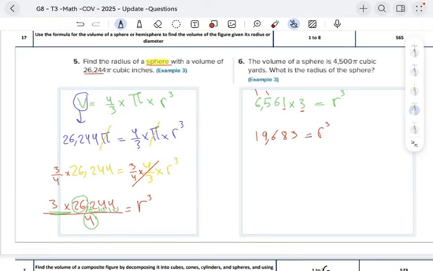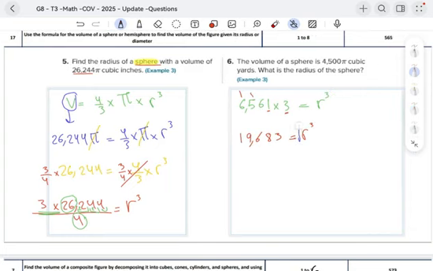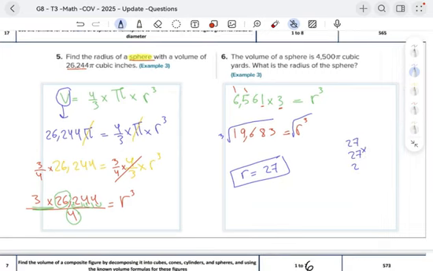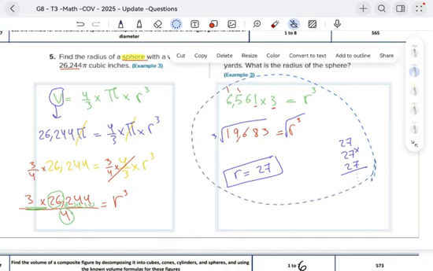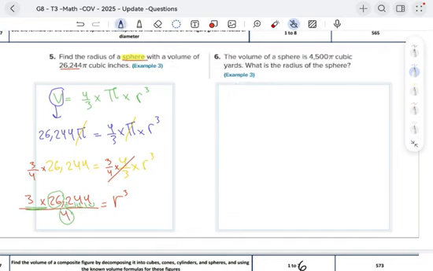So you have to think, what is the number that if we multiply it by itself 3 times gives us 19,683? Or you can find the cubic root for this number. Also you can use the tree method. But here I'm going to find the cubic root for this number, which is 27. If you multiply 27 by itself 3 times, the answer will be 19,683. So the radius here is 27.